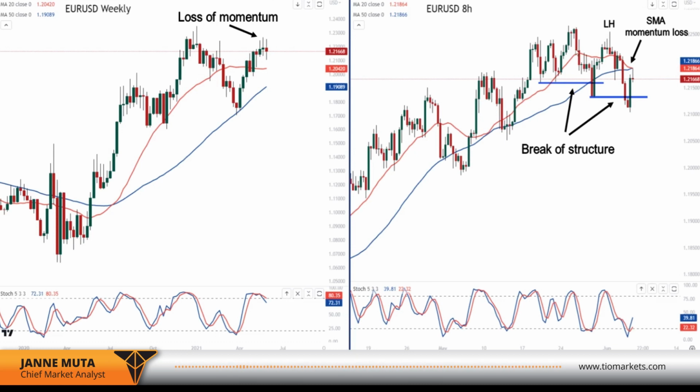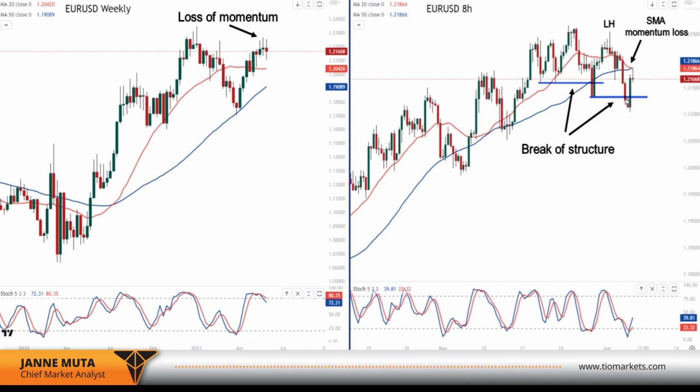First of all, look at the SMA, a momentum loss. The fast moving average is approaching the blue, so the distance between them is getting narrower and narrower. So there is definitely momentum loss. But more importantly, we have a break of structure here. The market breaks this support, then rallies a bit, creates a lower swing high, highly important, and then we have another break of structure. So this is a classic example of market reversal taking place.